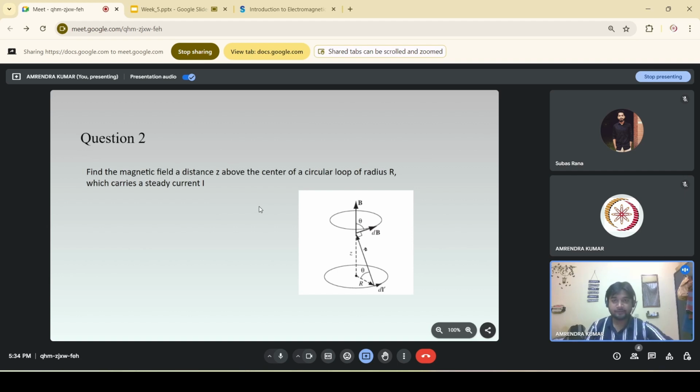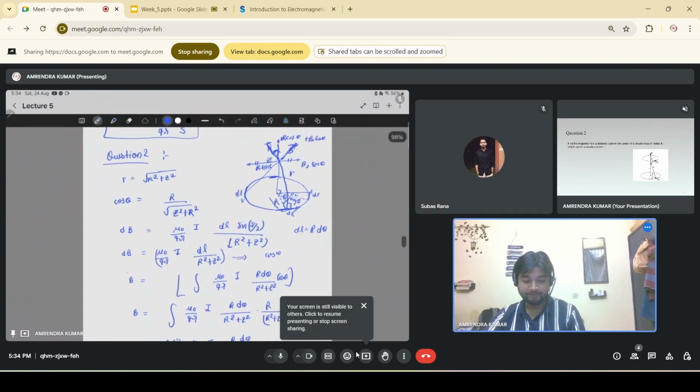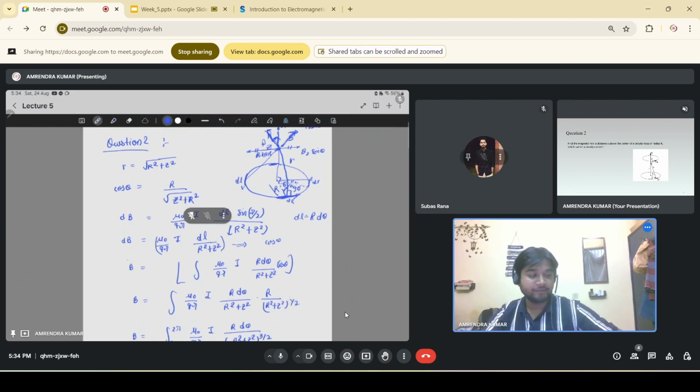ओके, तो ये हो गया हमारा दूसरा क्वेश्चन, जहाँ पर सॉरी आई फॉरगॉट टू शेयर बट for this element, if this is the angle theta from this point P, so we can solve the magnetic field due to this point only.